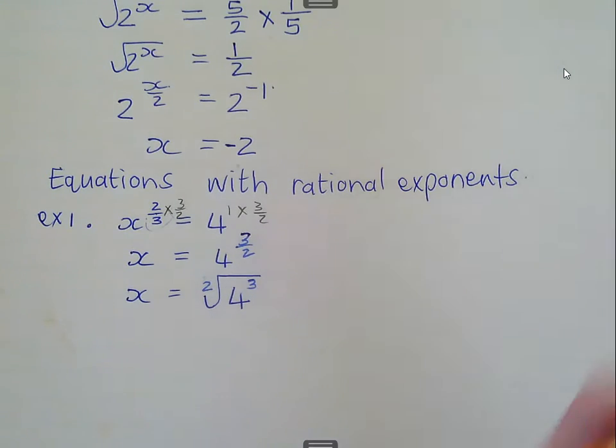That's the first way. The second way is to take the square root of 4 first. What's the square root of 4? 2. And then take the exponent. What's 2 to the power of 3? Once again, the same answer.